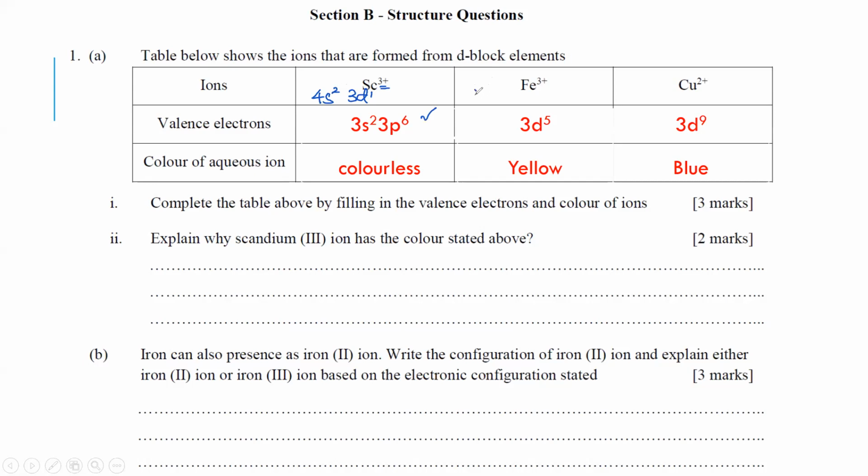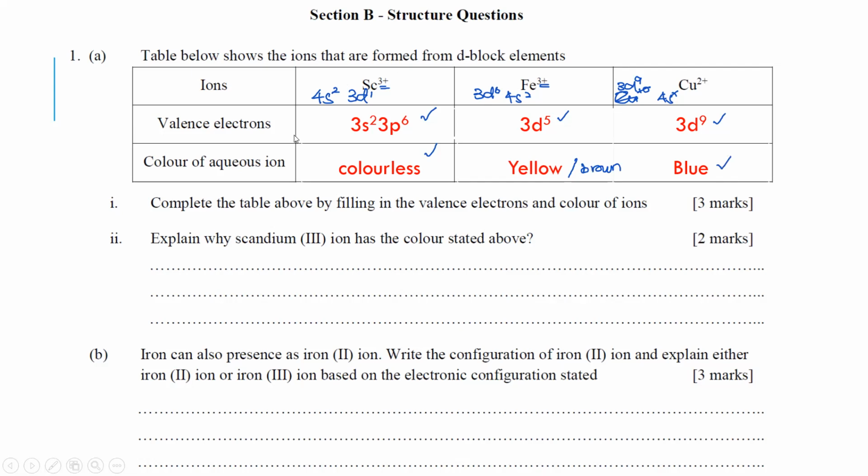Iron has the original configuration of 3d6 4s2. So when you remove 3 electrons, it becomes 3d5. And then copper has the original valence electrons of 3d10 4s1. When you remove 2 electrons, 1 from 4s and 1 from 3d, you must have 3d9. The color of the aqueous solution: because the d subshell is completely empty, it is colorless. For Fe3+, you fill in either yellow or brown, both are accepted, and copper is blue.